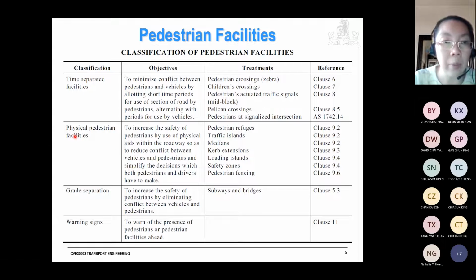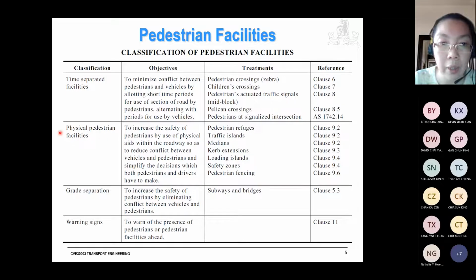The second category, we have physical pedestrian facilities, and the objective of this is to increase the safety of pedestrians by use of physical aid within the roadway. Okay, so stressing on physical aid within the roadway so as to reduce conflict between vehicles and pedestrian. Reduce conflicts only. So it doesn't eliminate the conflict totally. There is still a potential for crash, but we try to reduce it.